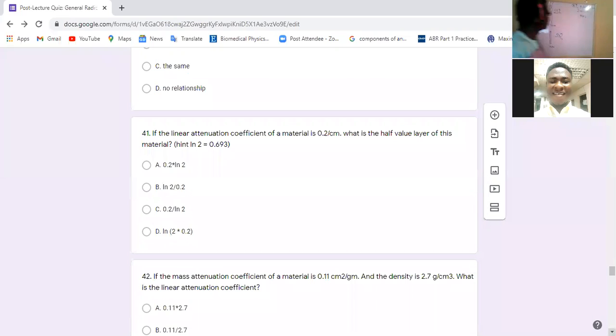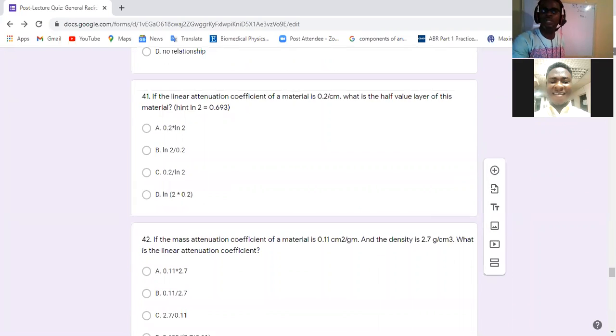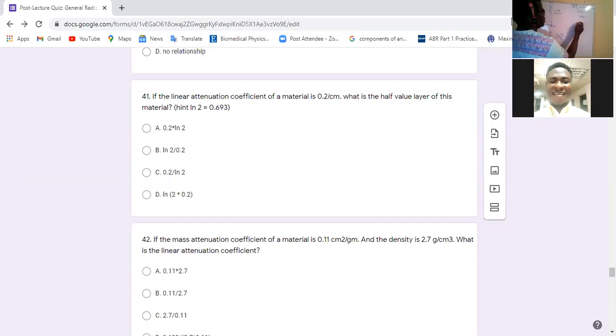Question 41. If the linear attenuation coefficient of a material is 0.2 per centimeter, what is the half value layer? We actually did this before. Can you do it so that other people can understand it, sir? Okay. Now we have 0.2 per centimeter of linear attenuation coefficient.